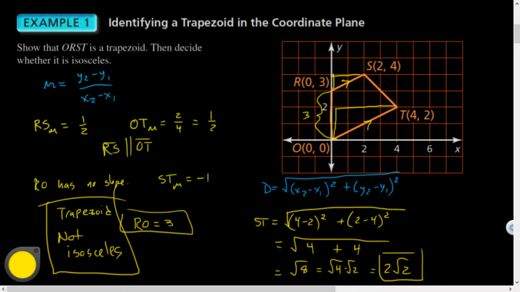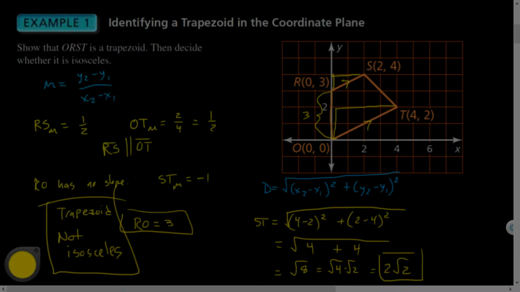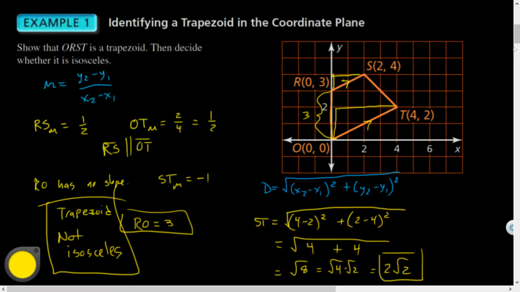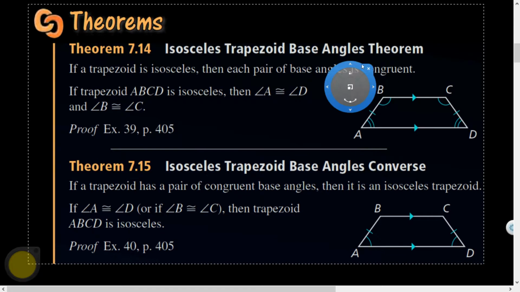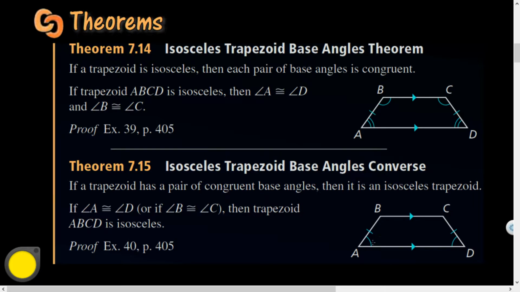Much easier to read the slopes off of a graph than it is using the slope formula a bunch. That's what I'm a fan of doing, guys, trying to find the most efficient way to do some of these. All right, here are some properties. Trapezoid base angles theorem.